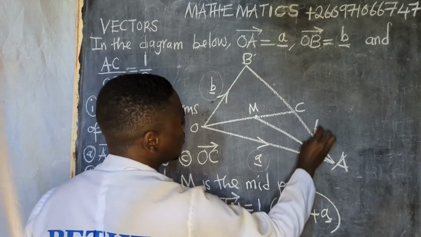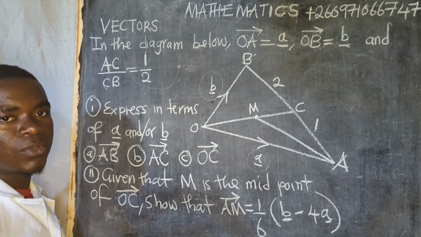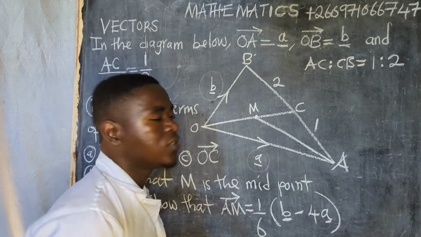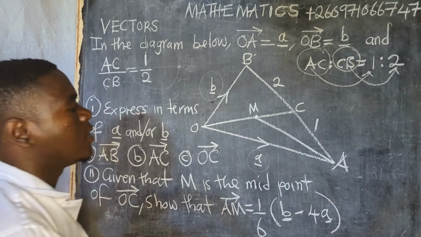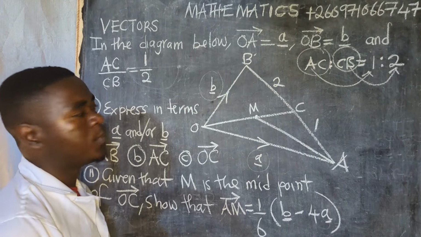Just to explain this part, I don't want to leave any person behind. I want you to understand what I'm sharing here. This can also be written as AC to CB is equal to 1 to 2. So don't be confused. The first one goes with the first one, the second one goes with the second one. You are not supposed to be confused.